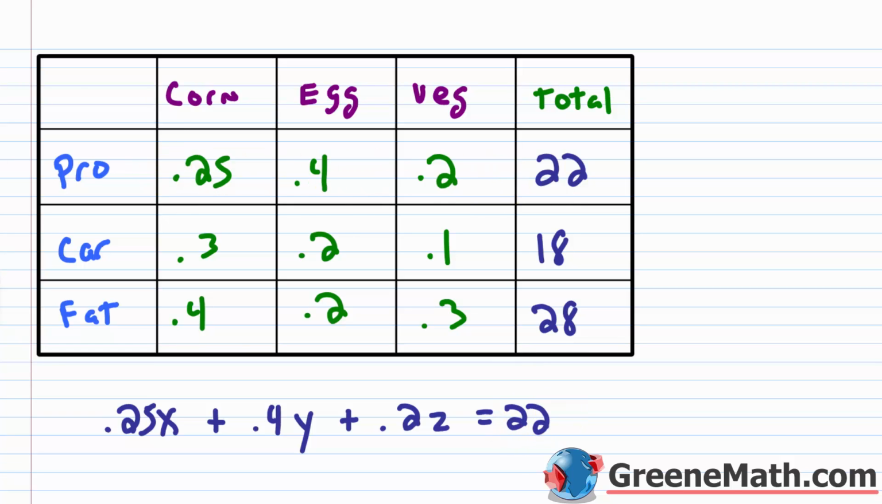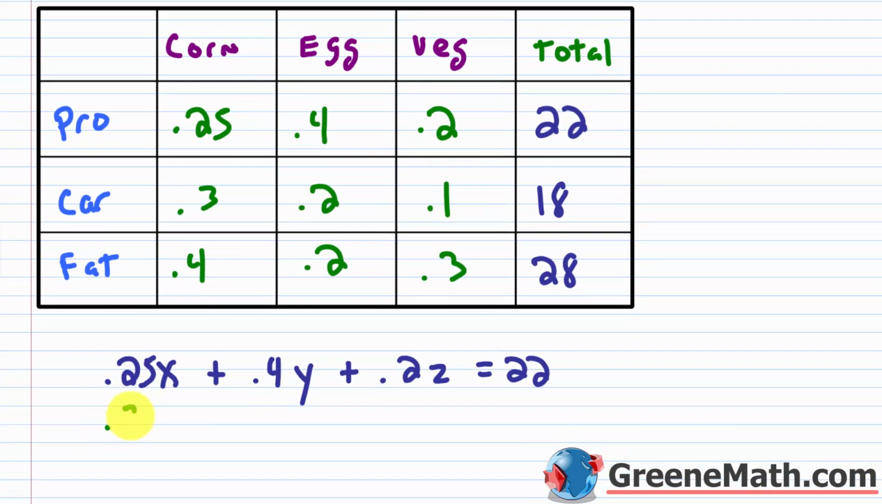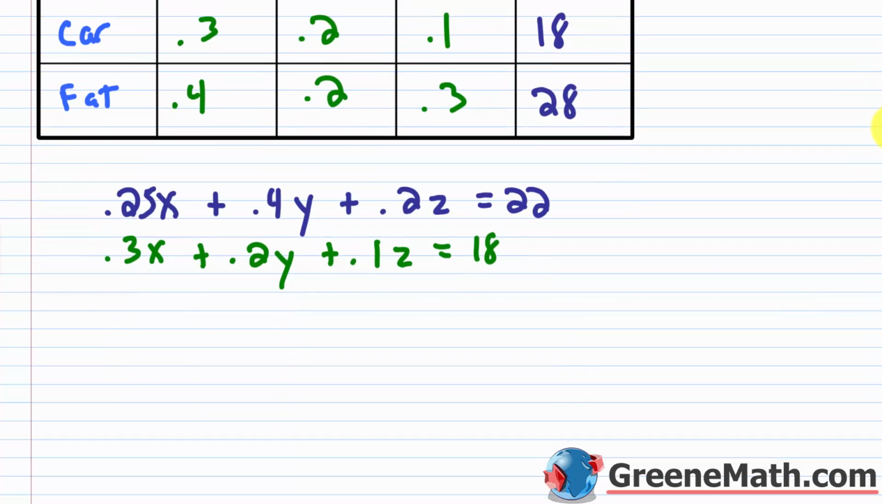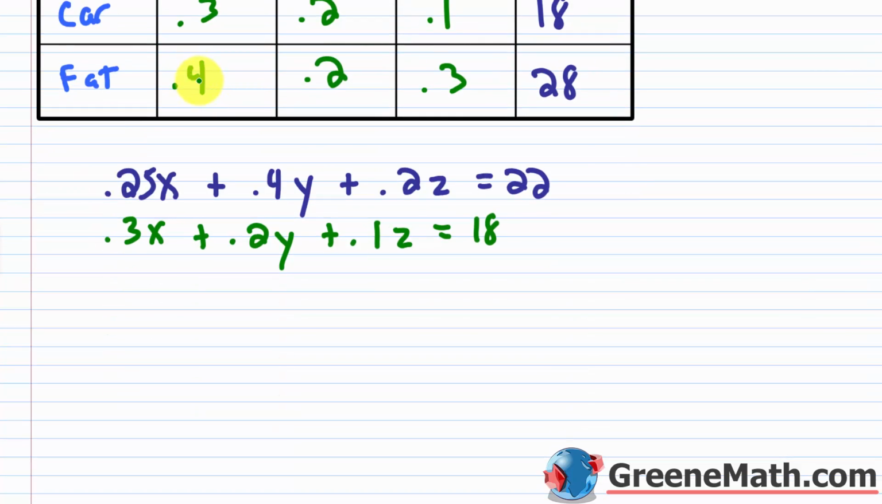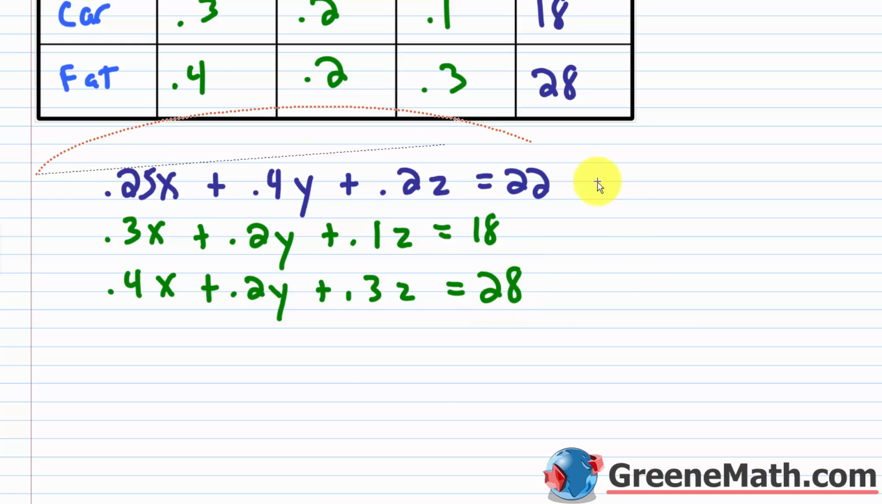The same thing's going to happen with the carbohydrates and the fat. We can just go across. So I can say that 0.3 times X plus 0.2 times Y plus 0.1 times Z is equal to 18. And I'm going to run out of space here, so let me scroll down. But remember that the column here is for corn, then this one is for egg, and this one is for vegetables. So we're just going to copy. We have 0.4X plus 0.2Y plus 0.3Z equals 28. Okay, so that's all we really need to do. So let's just cut this away from here.